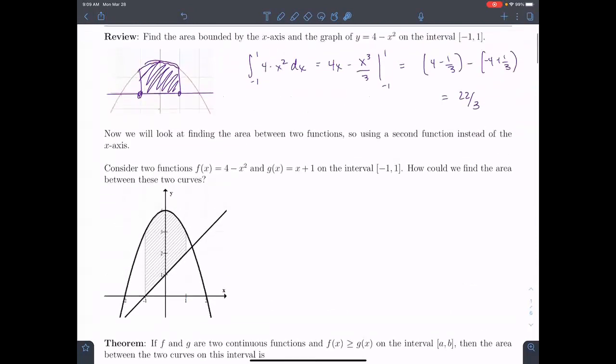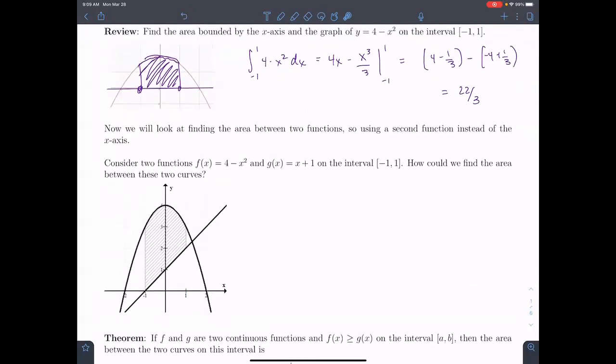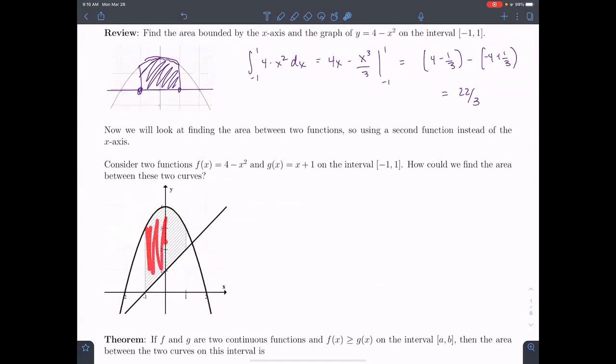So you're going to look for any places where they intersect on your interval. So we have still the same parabola, 4 minus x squared. And then we have this line, x plus 1. So again, we're looking at that same interval, but we want to know the area between the two curves. So that's just this area here.